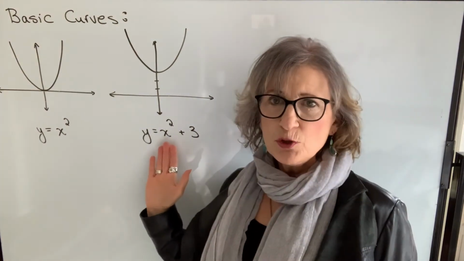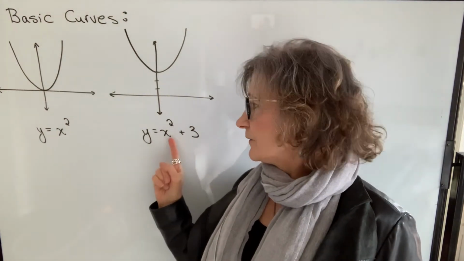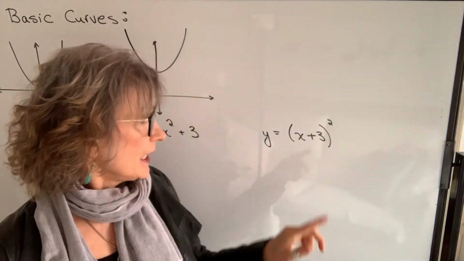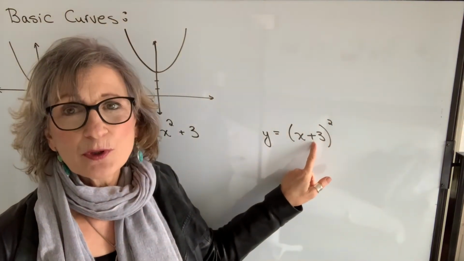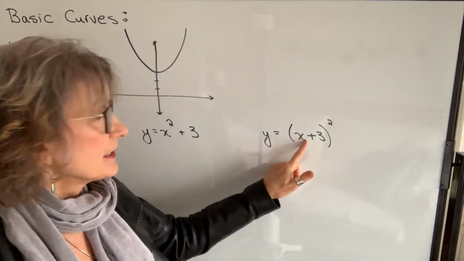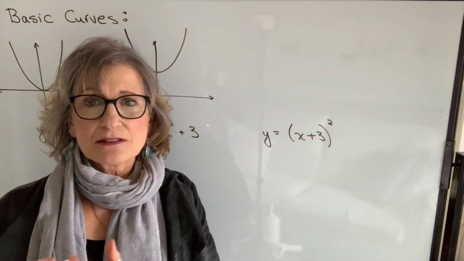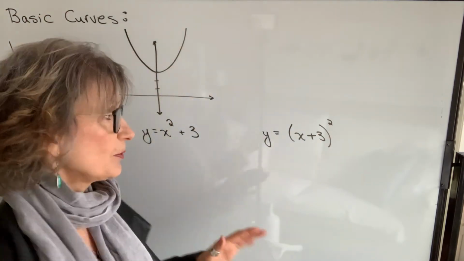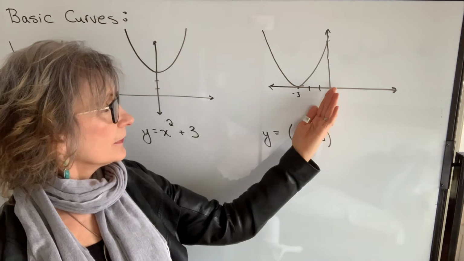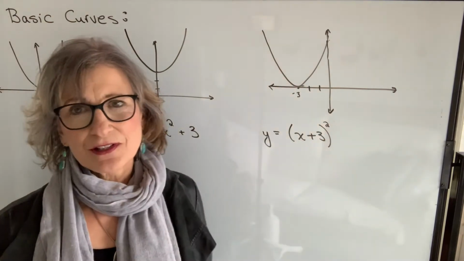So anytime you add or subtract a number outside of the function, it shifts the function up or down. If you were to add a number inside the square function, so inside that square, that doesn't shift it up or down, it shifts it either left or right, depending on whether it's positive or negative. So if we were to draw the graph of this, it would actually shift it 3 units to the left.